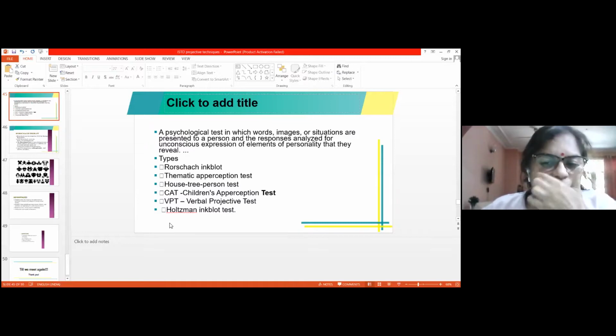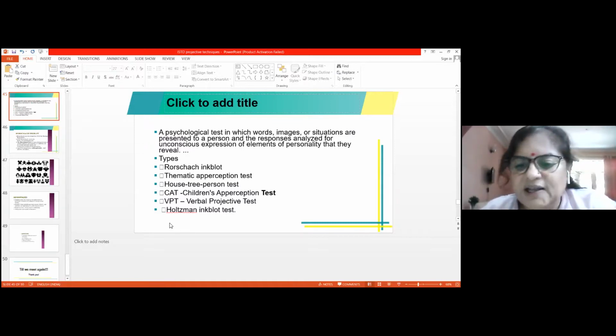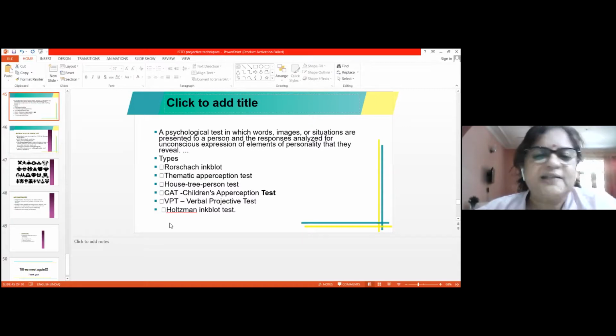Then there is what is called the children's perception test, which has similar pictures like this, but in the context of children. Then there is a verbal projective test where a word is projected and people are asked to associate with that. And then there is the Holtzman ink blot test.